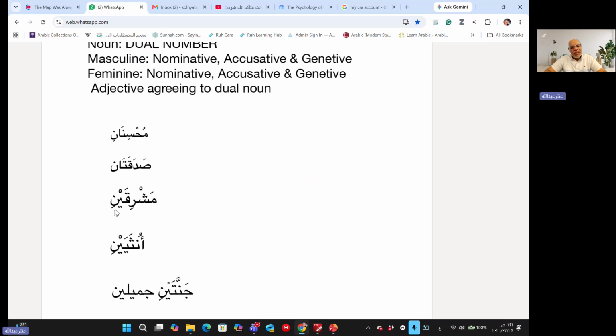مشرقين, رب المشرقين. أنثيين, MashaAllah, that's good. أنثيين, the two female. So we know that the word أنثى, so ذكر is male, أنثى is female. Two female would be أنثيان, and then the accusative أنثيين. Okay? And the word أنثيين is mentioned in the Quran in the context of what the people in Jahiliyyah used to do of making something prohibited, halal or haram.